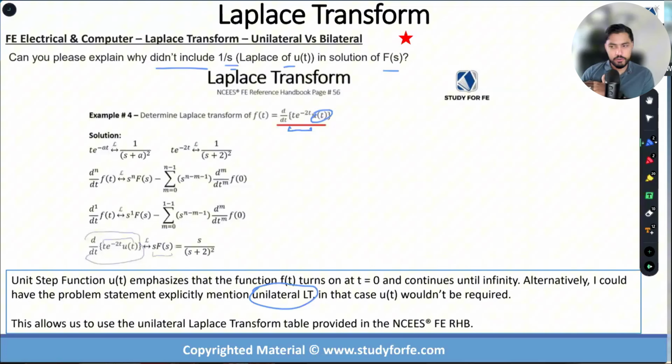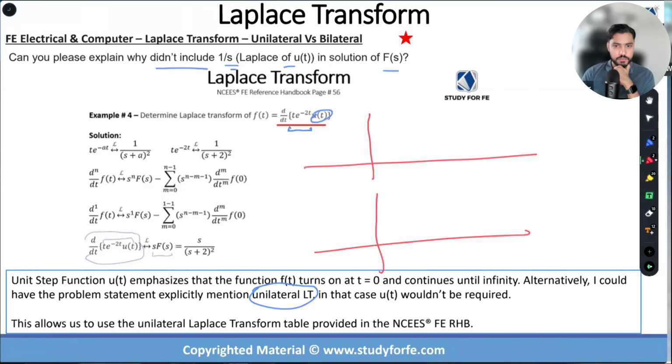If there's a unilateral, there should be a bilateral as well. The bilateral will cover all the way from minus infinity to infinity. So the only transform pairs that you can use on the exam are the ones that apply to unilateral. I explained this in the lecture in the course as well. By multiplying a function, let's say I have two functions.